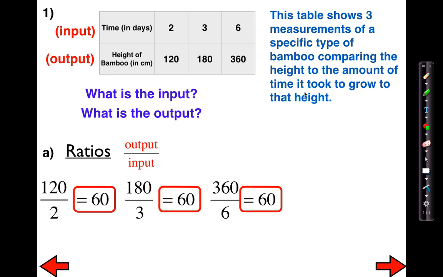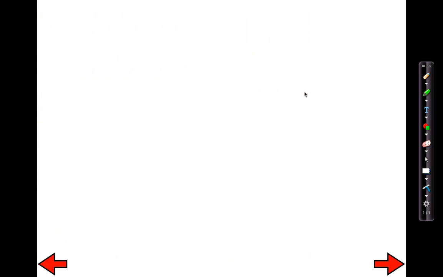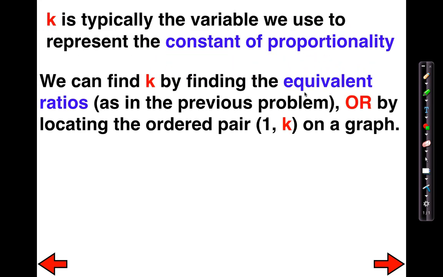But why would I call this a proportional relationship? Because all of the ratios are equivalent, and for that reason, it is a proportional relationship. So there's a few things that I kind of want to recap with you. K is typically the variable we use to represent the constant of proportionality, and you may have noticed that in your homework. We can find K several ways.